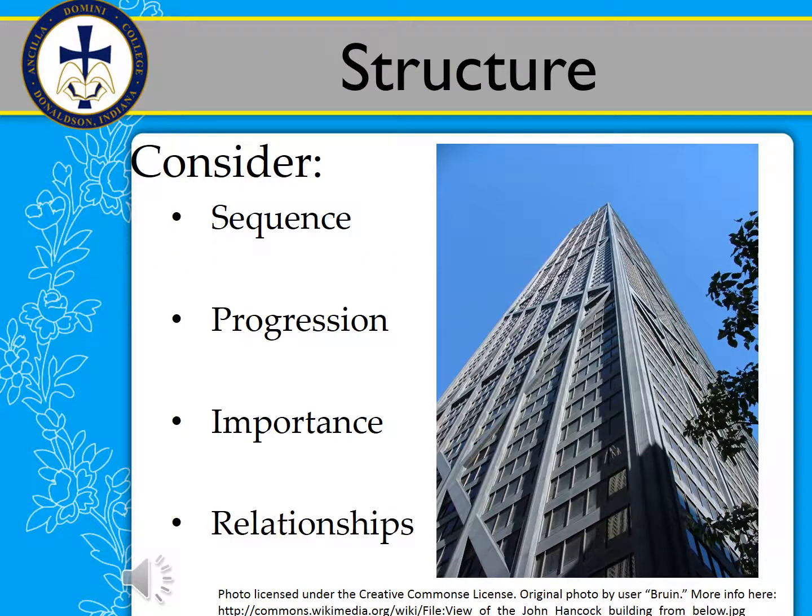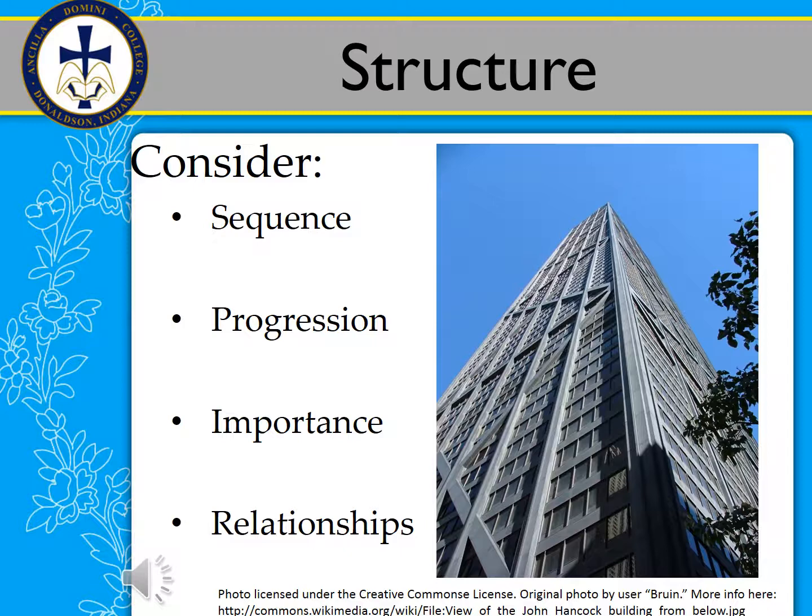When planning our structure for our paper, then, we want to consider these 4 things: sequence, progression, importance, and relationships. Sequence has to do with the order in which things appear, and we want to ask ourselves, why did we put things in a certain sequence? Progression has to do with things building on top of each other.